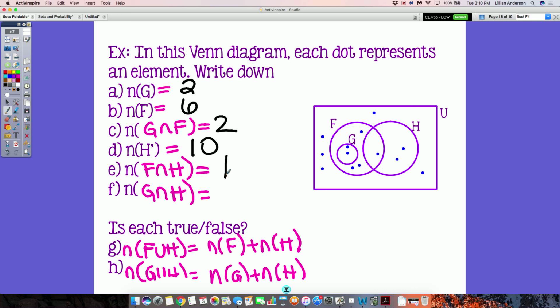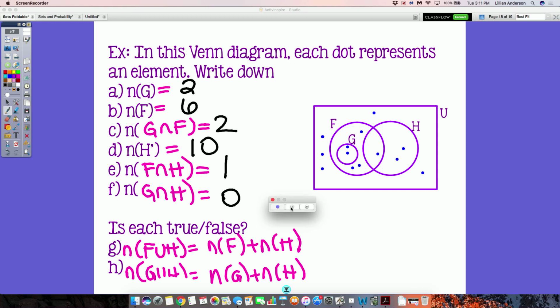Okay, look at the next one. The number that's in the intersection of G and H. 0. There are no elements that are in between G and H, or that intersect between G and H, because they don't even intersect themselves. Does everybody see that? Yes.